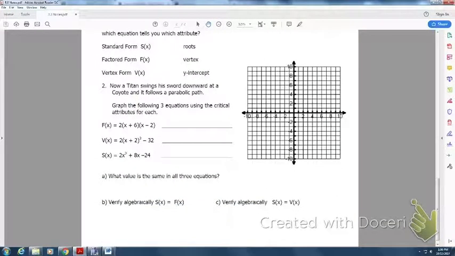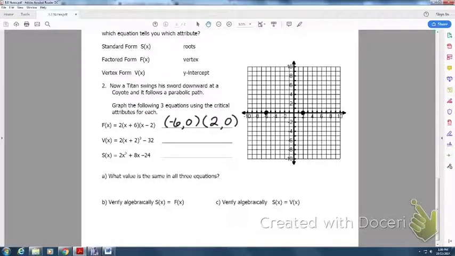So first, you have that factored form. So, Bo, what would my two roots be from there? Negative 6, 0. And then what's the other one? 2, 0. Okay, so I've got those two. Negative 6, 0, 2, 0.